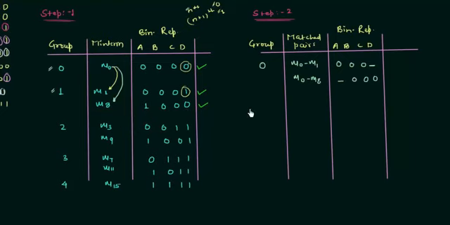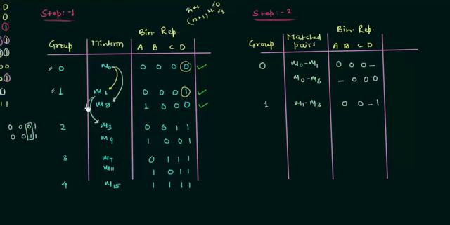Let's move to group number 1. I will compare M1 with M3, and we can see that only one variable is changing. M1 is 0 0 0 1. M3 is 0 0 1 1. Only the C variable is changing. So M1, M3 is a matched pair, and we have 0 0 underscore 1.